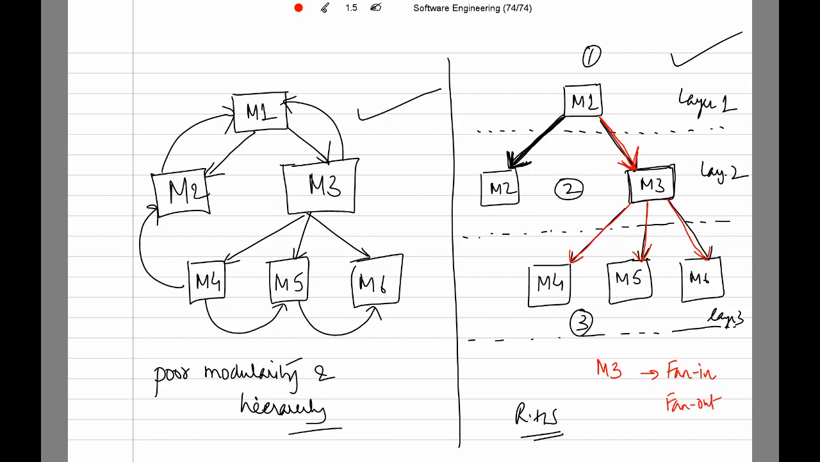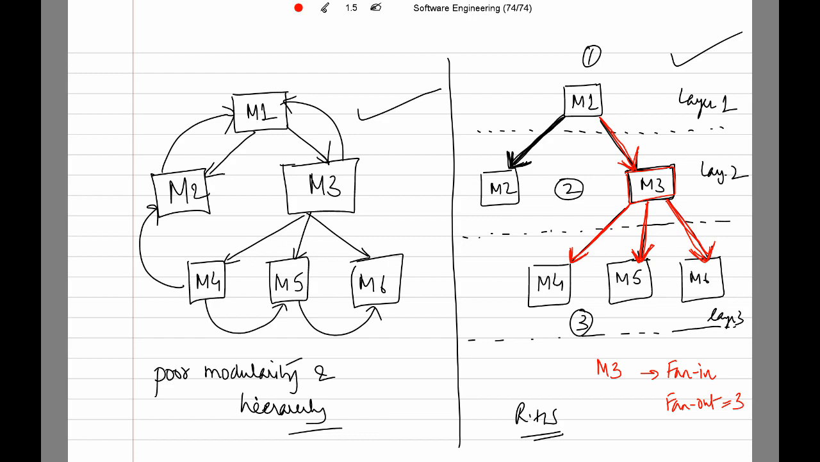What is fan in? Basically, fan in indicates how many modules directly invoke a given module. And fan out indicates how many modules a given module invokes. So for M3, how many modules does M3 invoke? So what is the number here? The number is 3. That means M3 invokes 3 different modules. So the fan out of M3 is equal to 3.